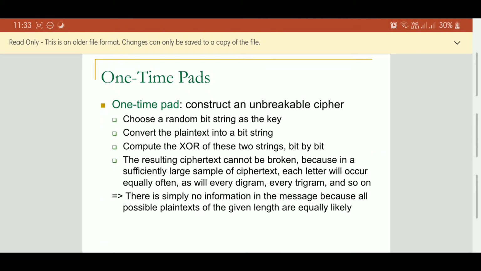One-time pads. A one-time pad constructs an unbreakable cipher. Choose a random bit string as the key. Convert the plain text into a bit string. Compute the XOR of these two strings bit by bit.